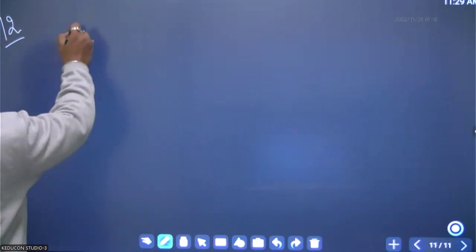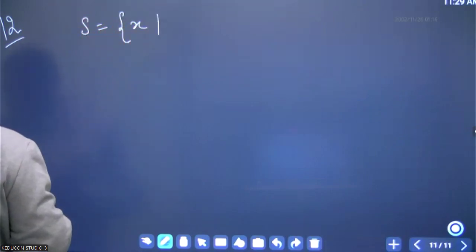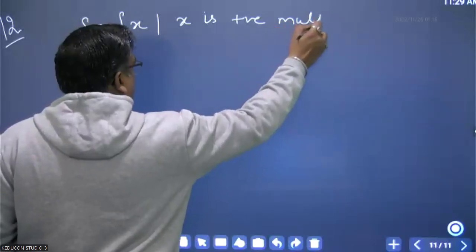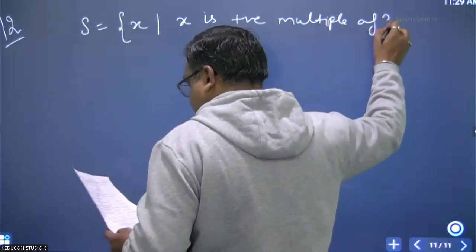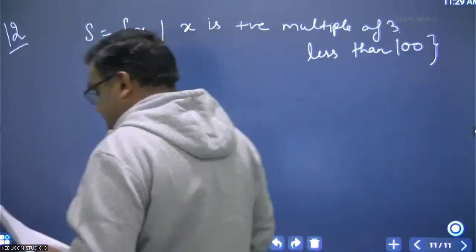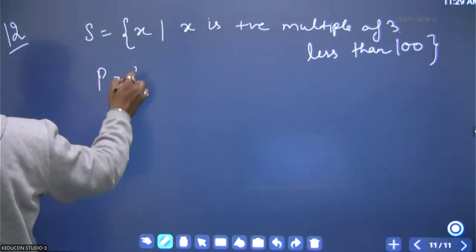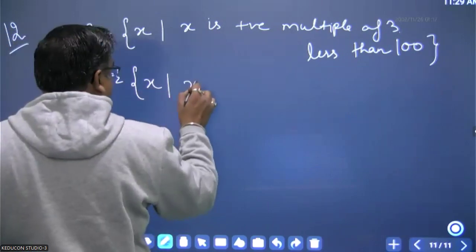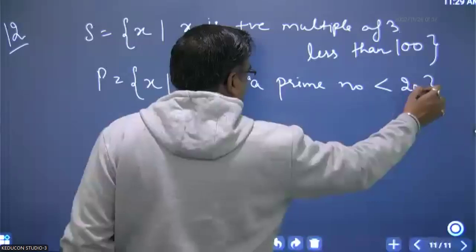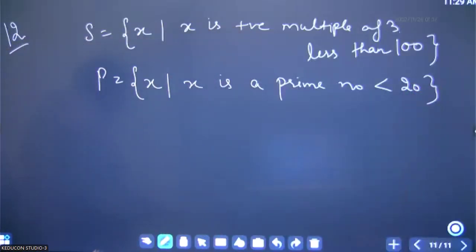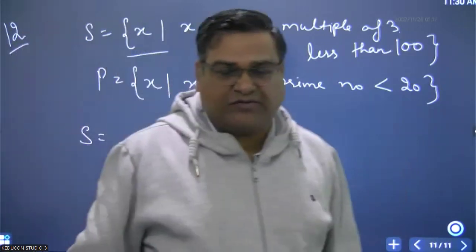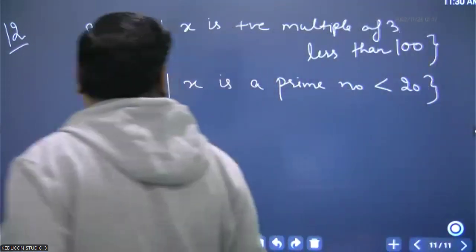Let S be the set of X where X is a positive multiple of 3 less than 100, right? And P, again X is a prime number less than 20. We have to find the number of elements in S and the number of elements in P. Very simple question. Student, यहाँ पे आप S और P को डिफाइन कर लो, उसके नंबर ऑफ एलिमेंट्स काउंट कर दो और आपका आंसर आ जाए. चलिए जिसको काउंट करते हैं हम.